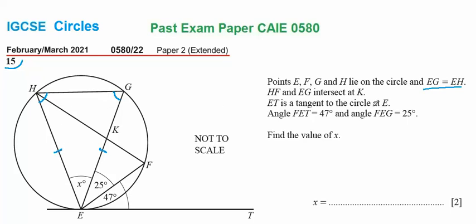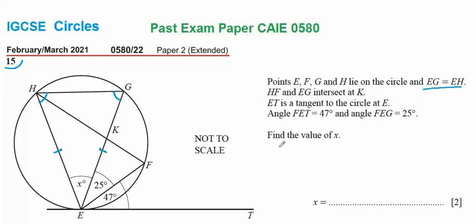ET is tangent to the circle at E. So this line ET is the tangent to this circle at this point E. We don't have any diameter or radius shown in this circle, so we cannot use the property that a tangent is perpendicular to the radius or diameter. So we have a chance to use the alternate segment theorem here.